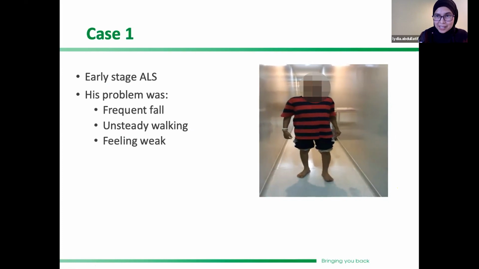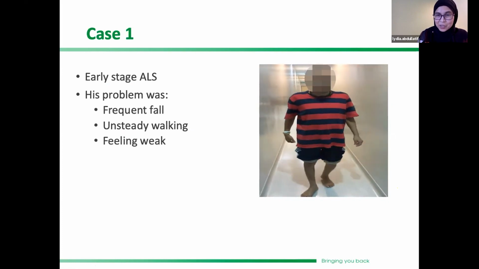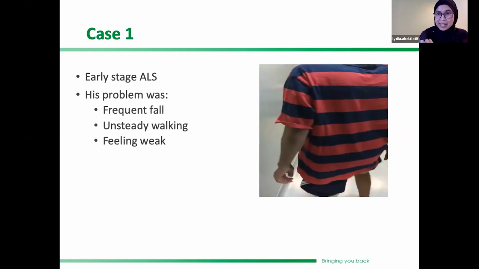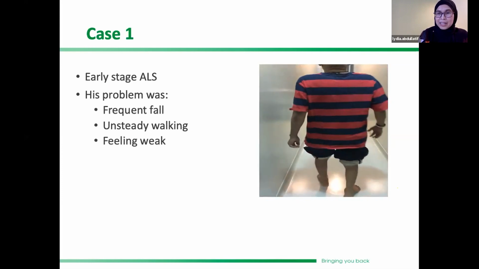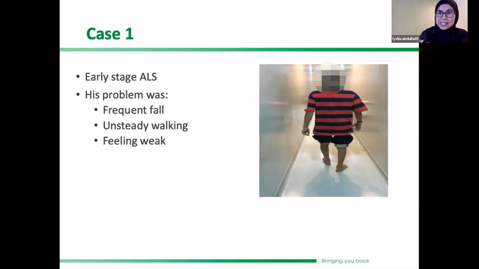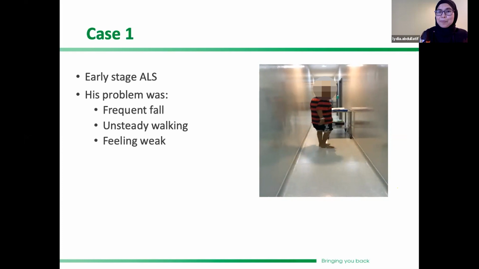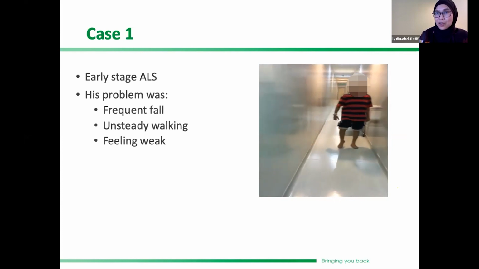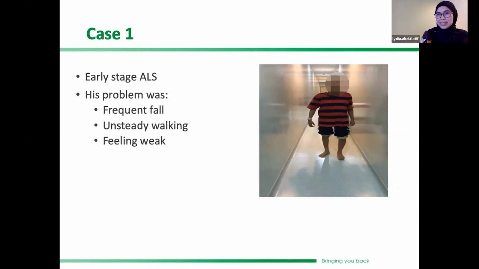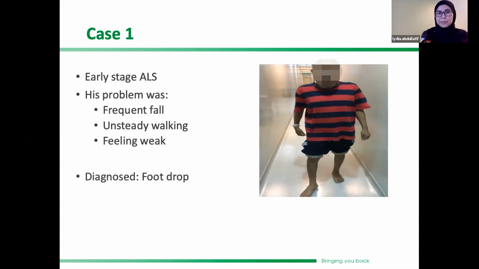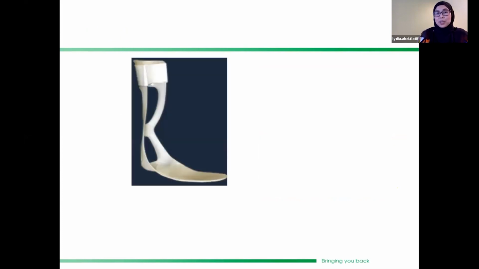So the abnormal side is the right side. You can see that he has difficulty lifting his right foot. He is having to excessively bend and flex his knees and his hip, so he uses a lot of energy. A patient like this is prone to fall. So we diagnose him to have foot drop. Okay, so what is important?